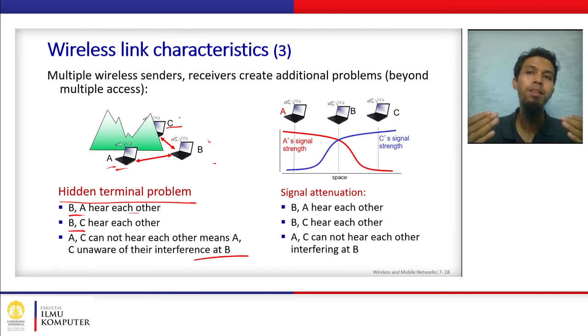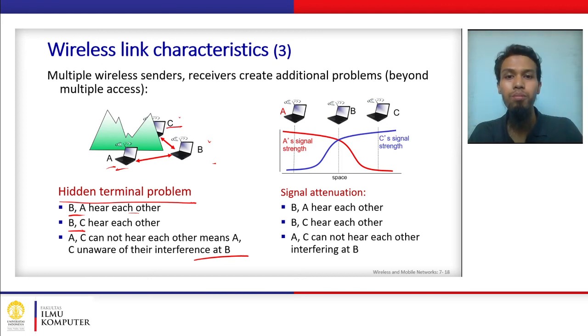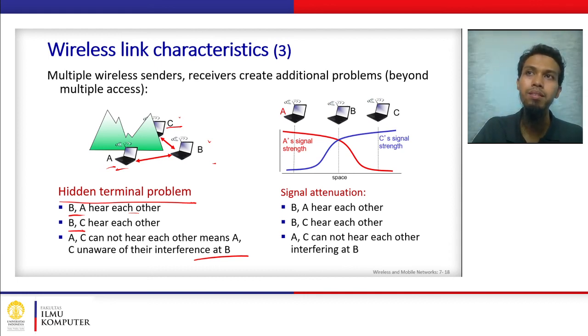Now the issue will arise when A wants to send something to B, and at the same time C also wants to send data to B. Both A and C don't know the existence of each other, so they can transmit the data together, and as a result there can be collisions. This is beyond multiple access, so we'll talk about this with the CSMA/CA protocol applied in Wi-Fi.